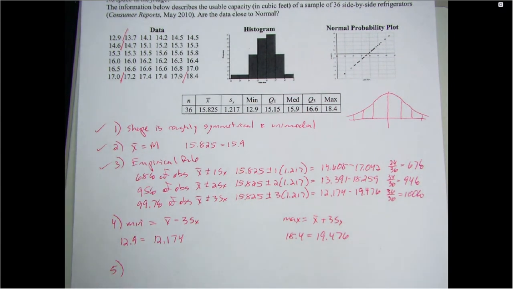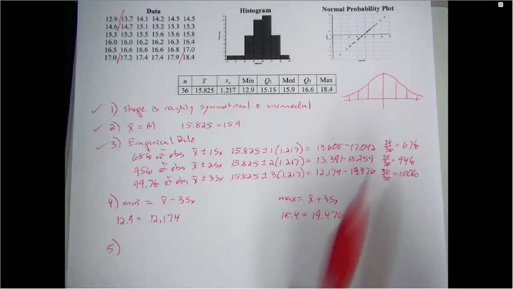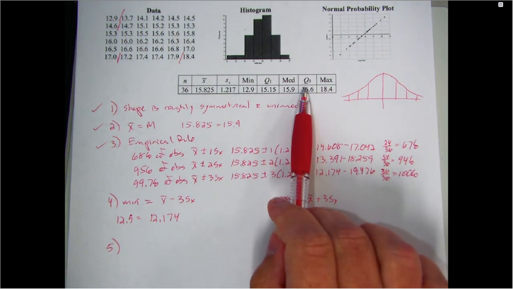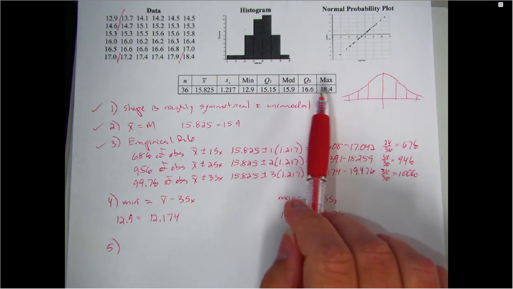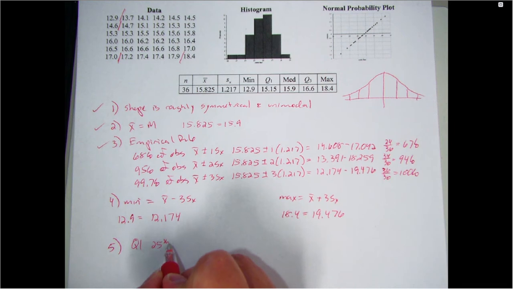The fifth way, again, trying to work with our 5-number summary here, is let's check the quartiles. Quartile 1 and quartile 3 are associated with percentiles. So Q1 is the 25th percentile.